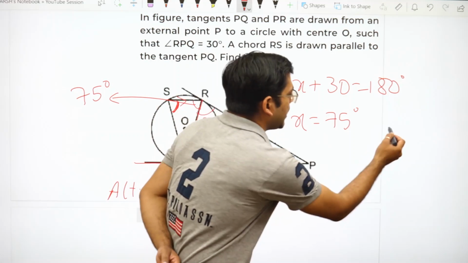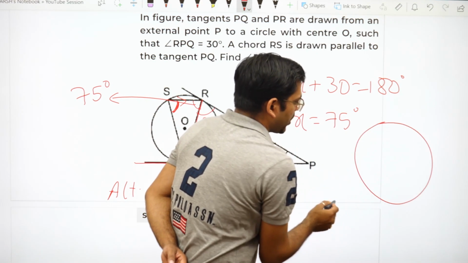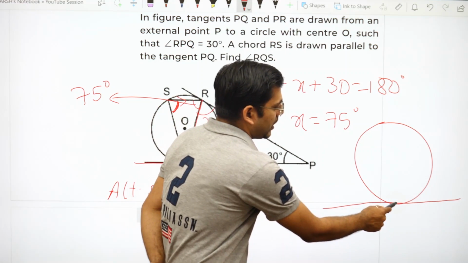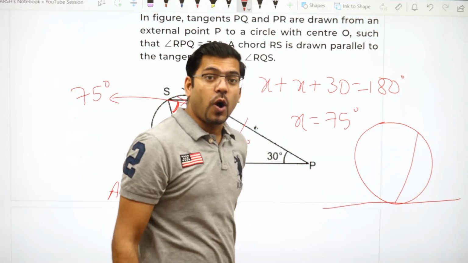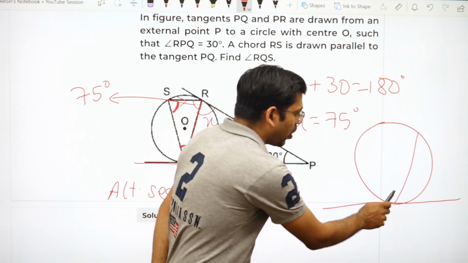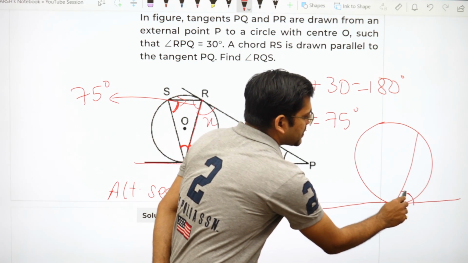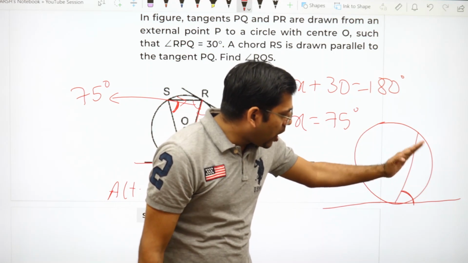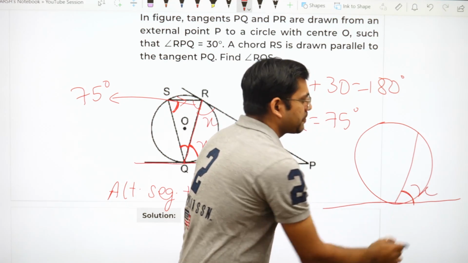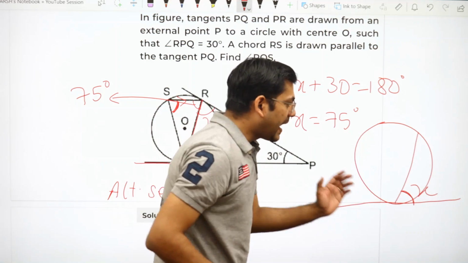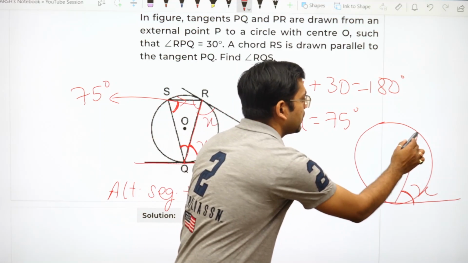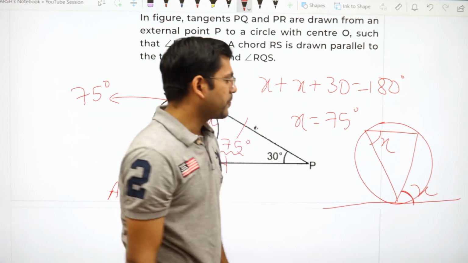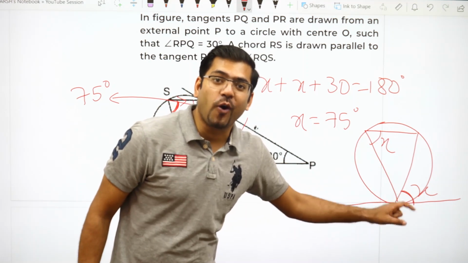Alternate segment theorem is important, so pay attention. This is the tangent. Now from this contact point, if a chord is drawn, then the angle made by this chord and this tangent, say for example x, will be the same as the angle made by this chord over any portion of the circle, that x. They will always be the same, and this is called the alternate segment theorem.